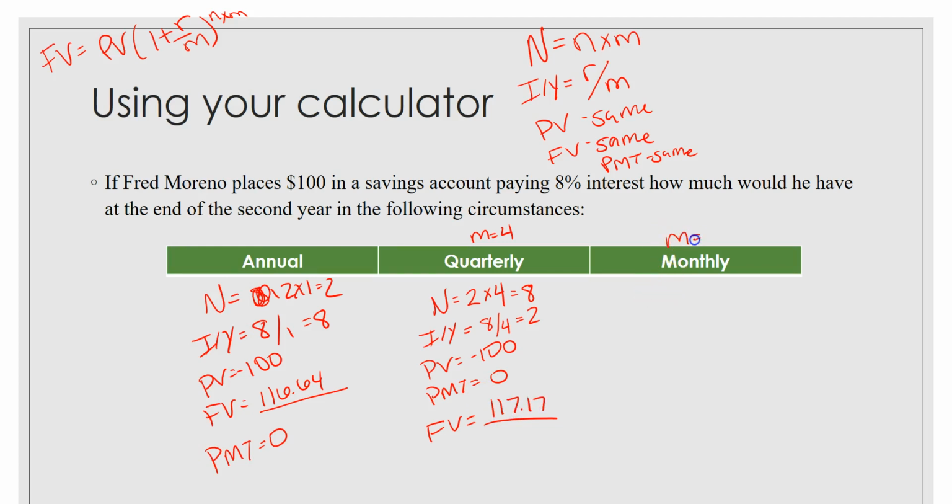Monthly, there are 12 months per year. So our N is 2 years times 12 months to give us 24 periods. Our IY is 8% divided by 12. Our present value is a negative 100. Payment is 0. And let's solve for future value.